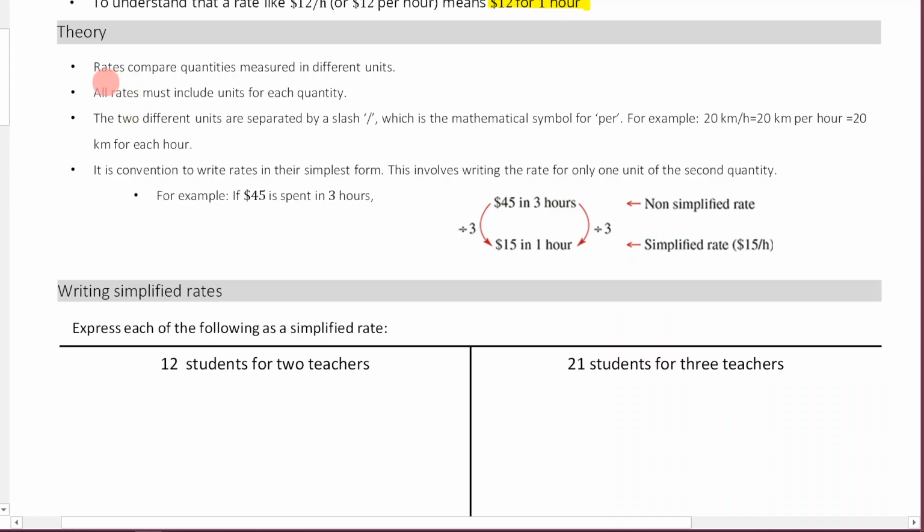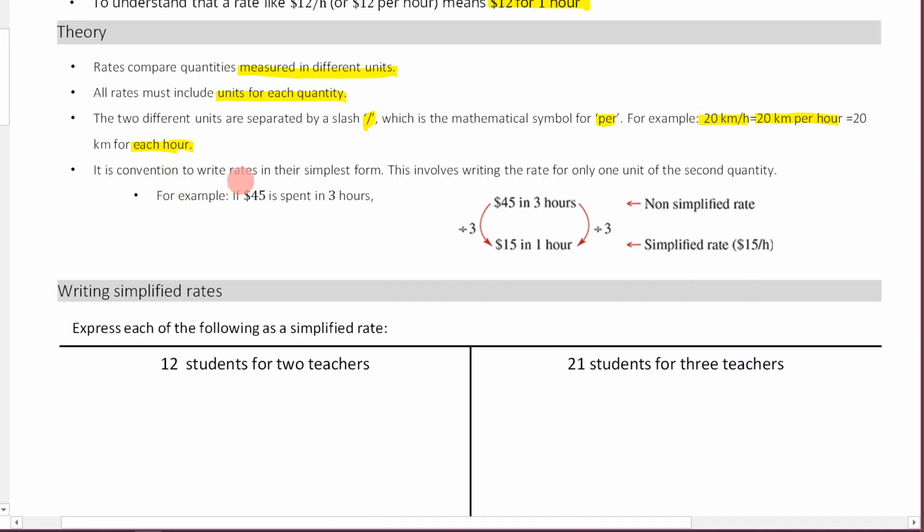We've already talked about this theory in part 1, but let's just read over it again to solidify it in our brains. Rates compare quantities measured in different units. All rates must include units for each quantity. The two different units are separated by a slash, which is the mathematical symbol for per. For example, 20 kilometers per hour is equal to 20 kilometers for each hour.